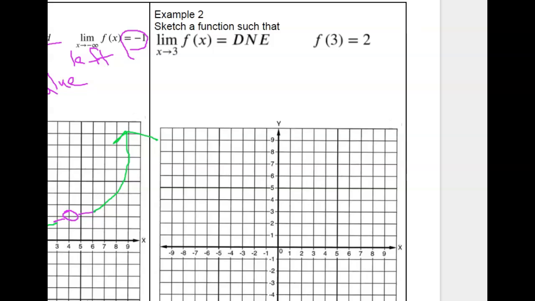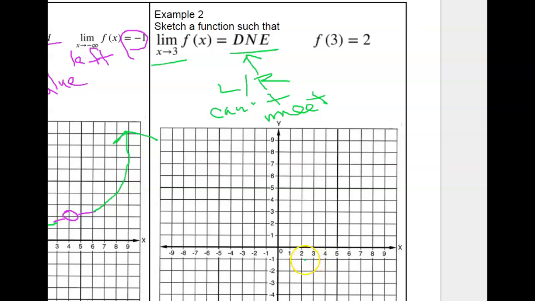So let's do a different one. Let's look at example 2. This one only has 2 criteria. So I want the limit as x approaches 3. Remember, that's an x value. We want that to not exist. So what does it mean not to exist? It means that the left and the right can't meet. You have 2 options. It can be asymptotes going different directions, or they can be completely separate parts of a graph. They don't have to be an asymptote, okay? And so we know that's at 3.